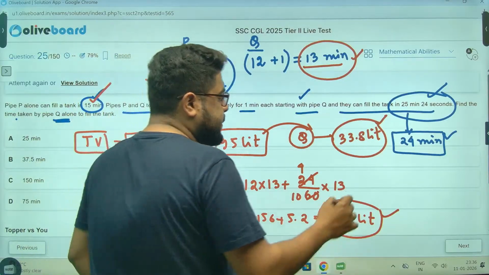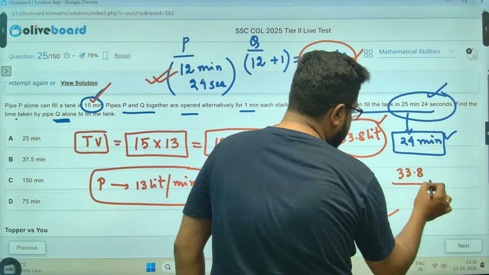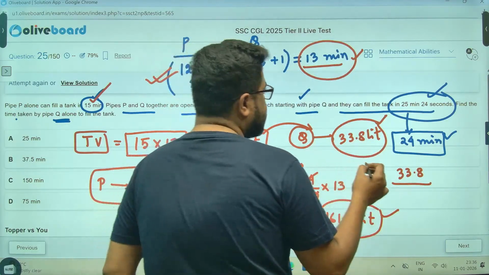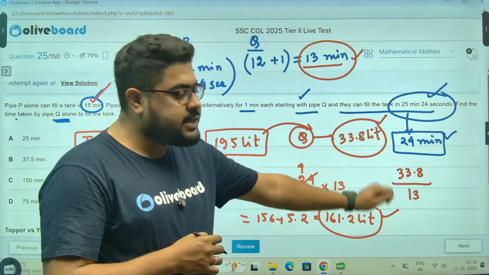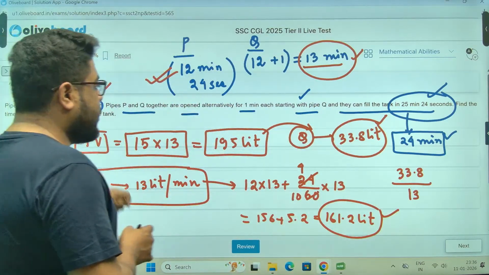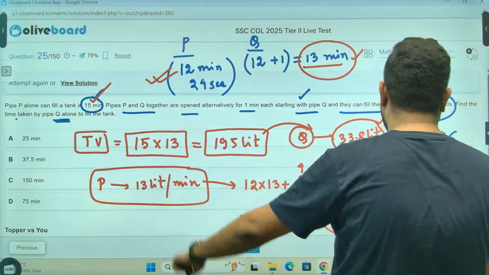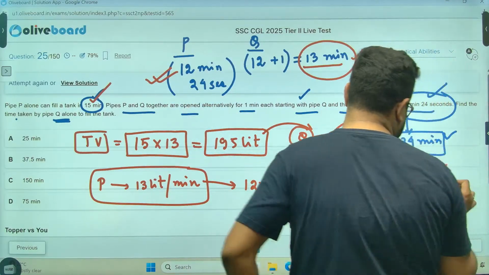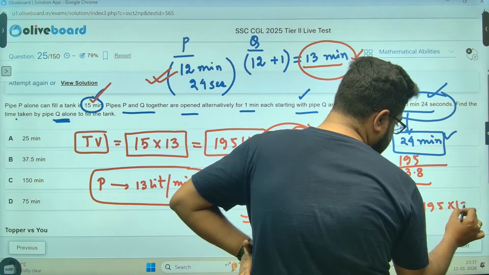So in 1 minute, Q can fill in 13 minutes this much. So 1 minute, sir, by 13. Right? This is the efficiency of Q. Now again, Q needs to fill the total volume. Total volume is 195, sir. Oh no. I'm not doing anything incorrect in calculation, right?